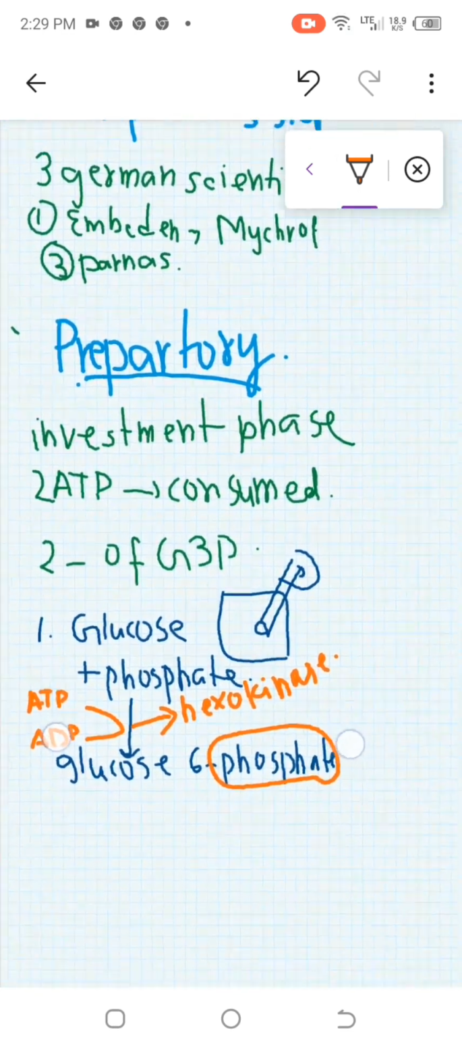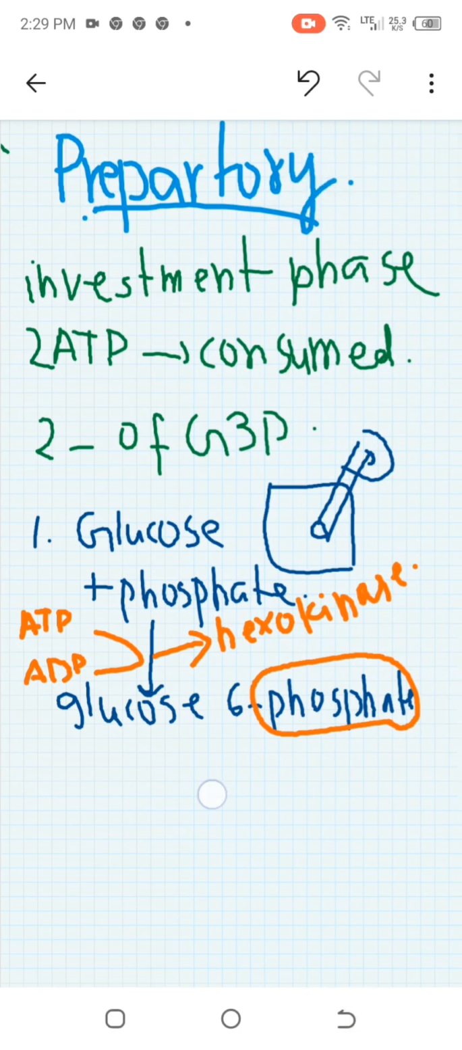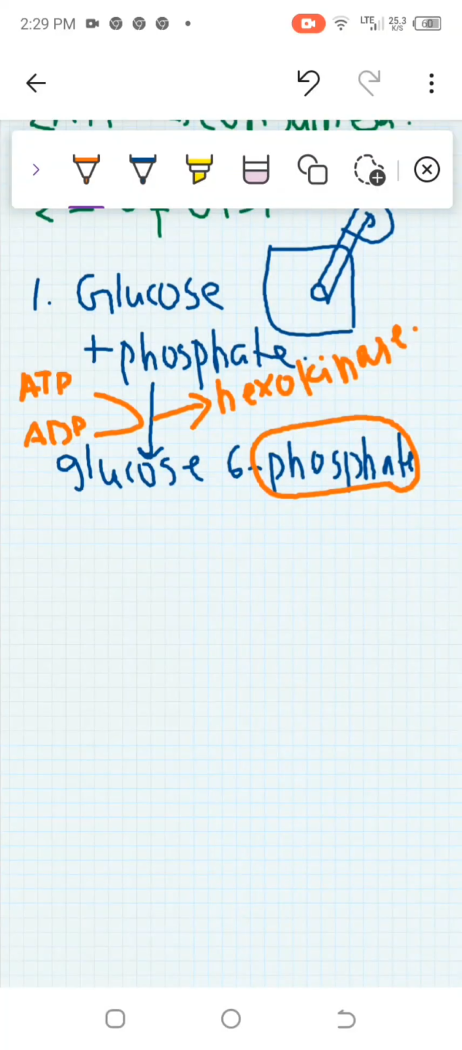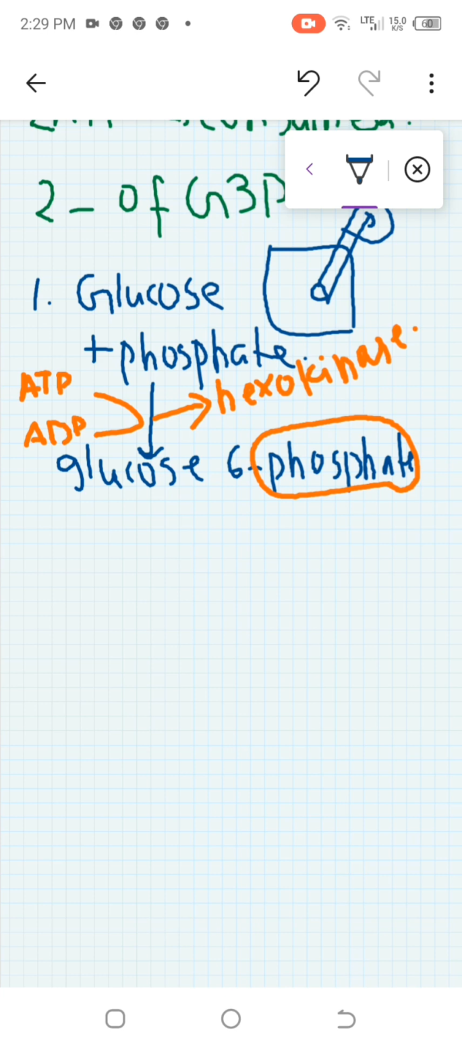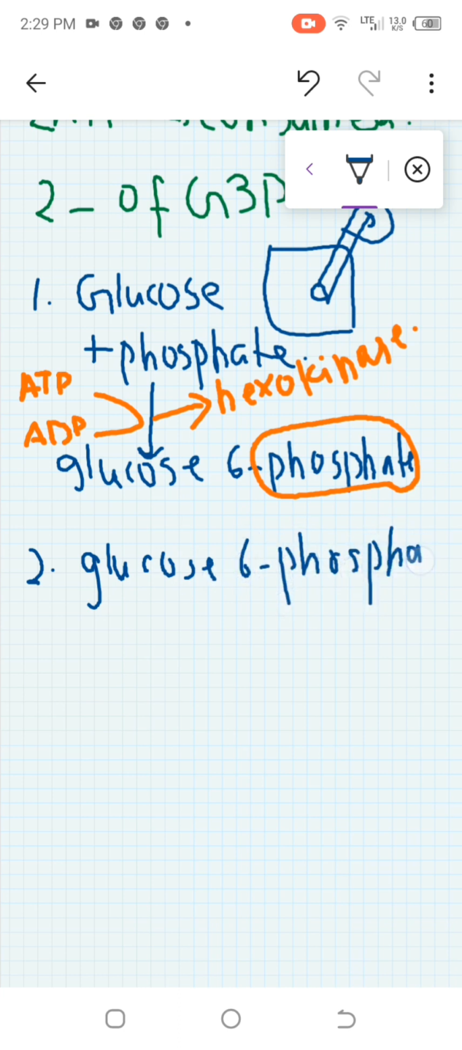In the next, we have another step, the second step, in which this glucose 6 phosphate will convert into its own isomer. Glucose 6 phosphate will convert into its isomer, that is fructose. Fructose is the isomer of glucose, so that is fructose 6 phosphate.